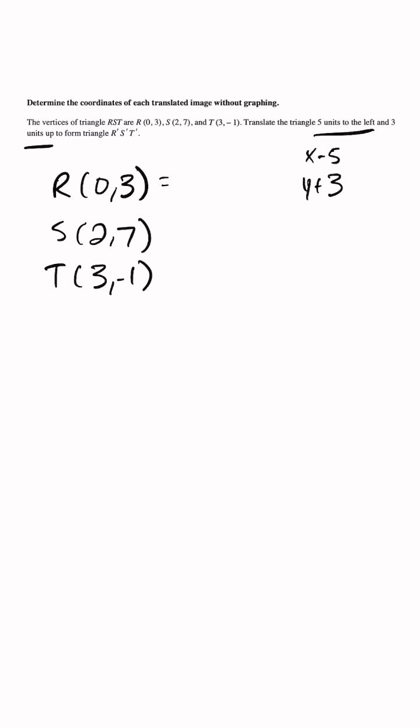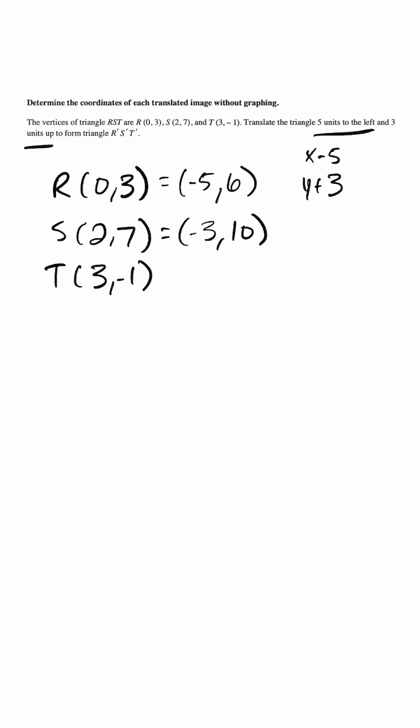So 0 - 5 is -5, and 3 + 3 is 6. So the new coordinate for R prime would be (-5, 6). For S, we would do 2 - 5, which is -3, and then 7 + 3, which is 10. And so that would be the new coordinates for S prime.